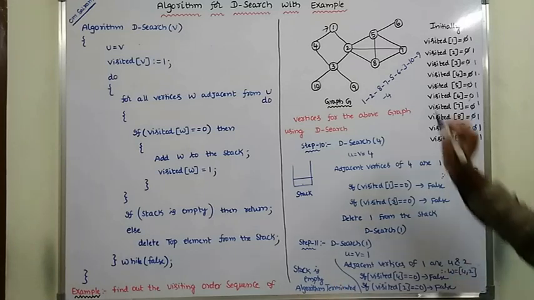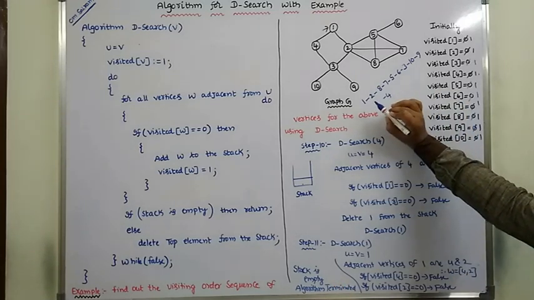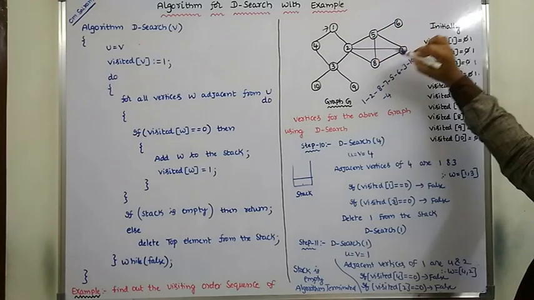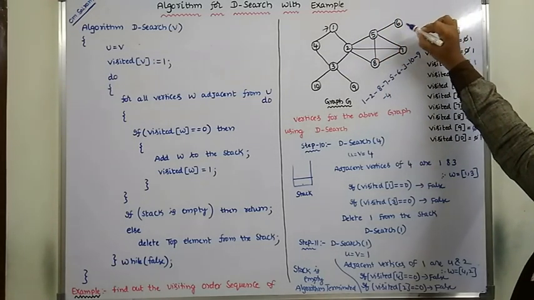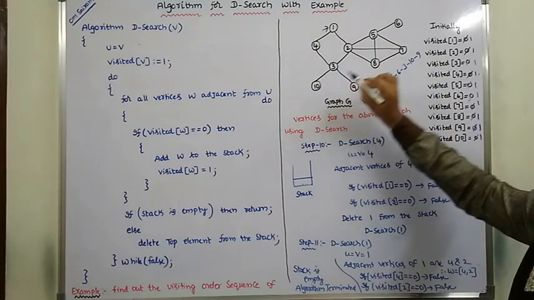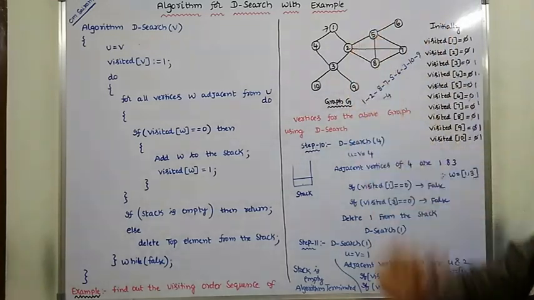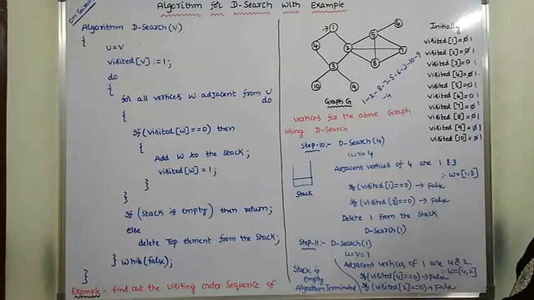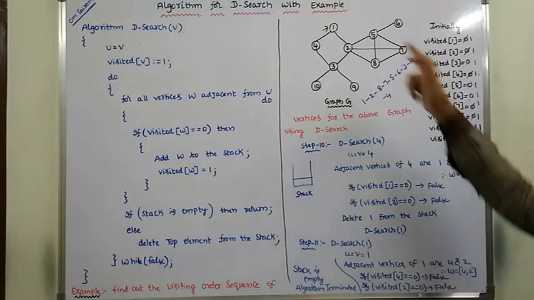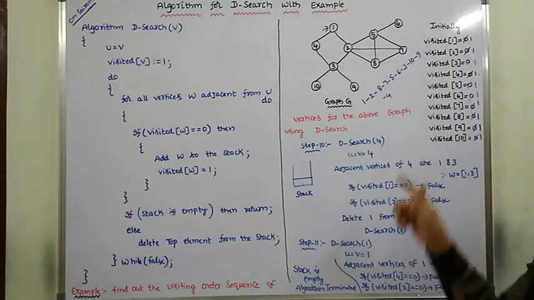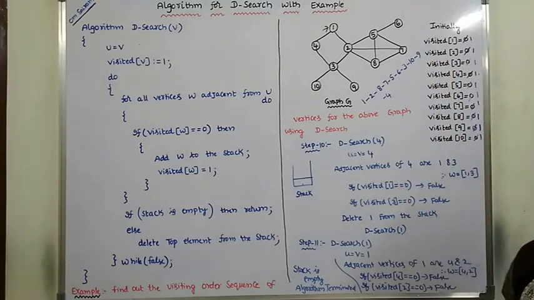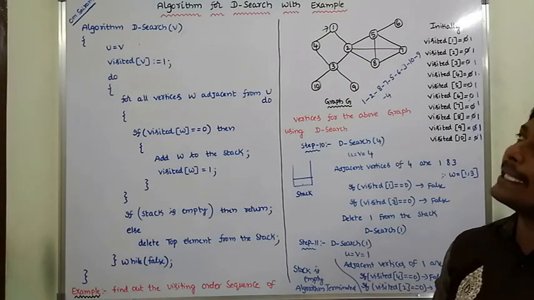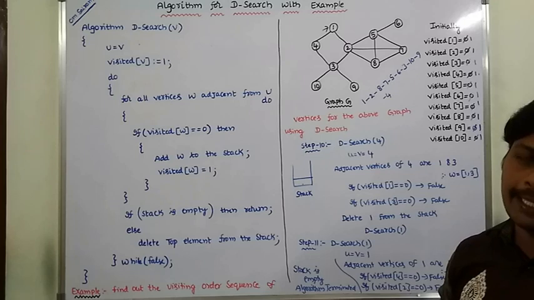So now this is the DFS sequence: 1, 2, 8, 7, 5, 6, 3, 10, 9 and 4. This is the DFS traversal sequence for this graph. In this way, we have to find out the traversing order of a given graph by using DFS. DFS means depth first search.